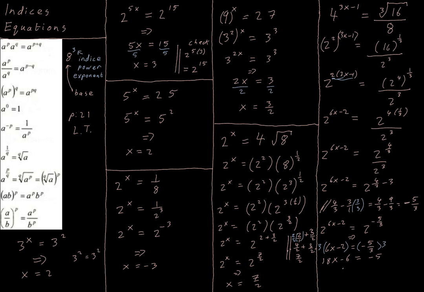Now, continuing to solve, we add 6 to both sides, and we end up with 18x is equal to 1. Divide both sides by 18. So x must be equal to 1/18.